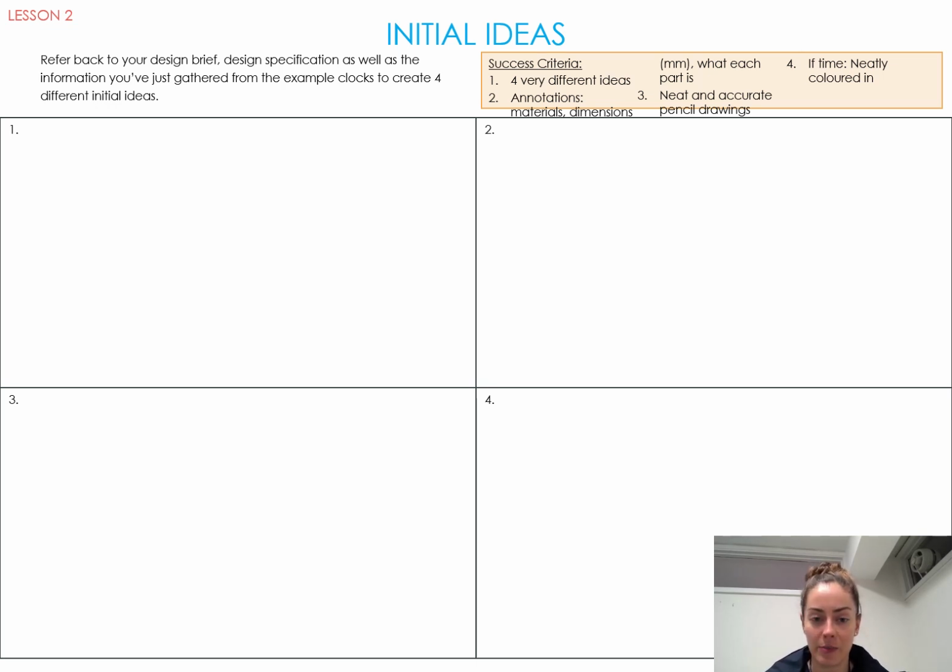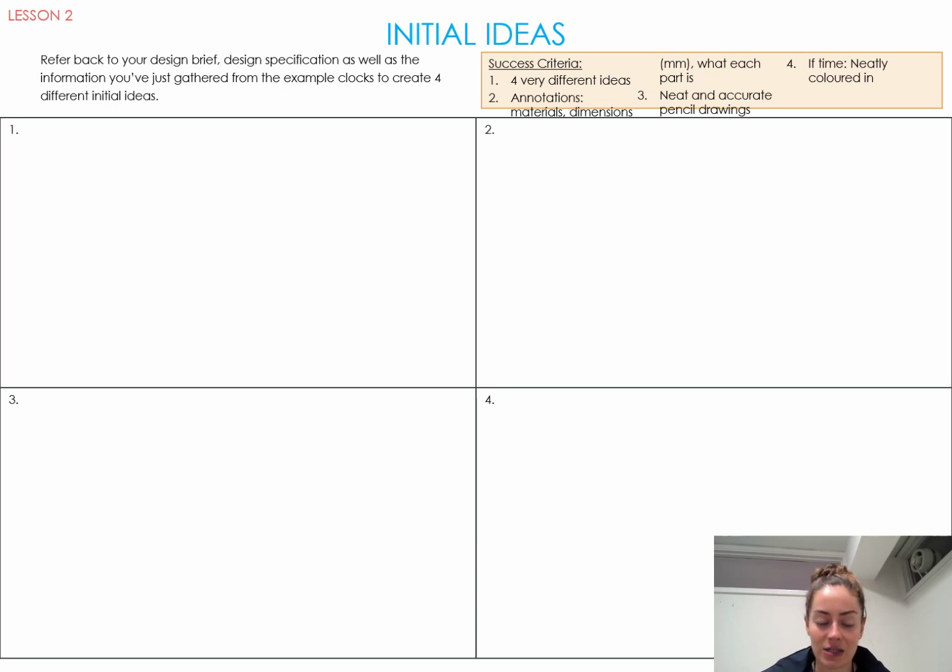So like I spoke about before, it might be picking out certain themes that your chosen artist used quite commonly, or it might be mimicking similar color themes. So things like that that then work their way into your own ideas. So it's basically using the existing material that you've sourced, but then putting your own spin on things. So we asked you to come up with 4 very different ideas, to annotate them, to make sure that they're neat and accurate pencil drawings, and if time, we asked you to colour them in.